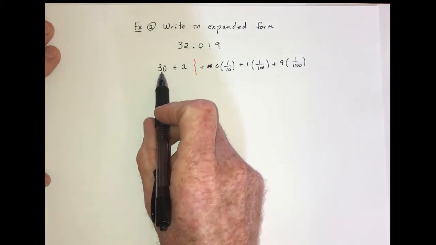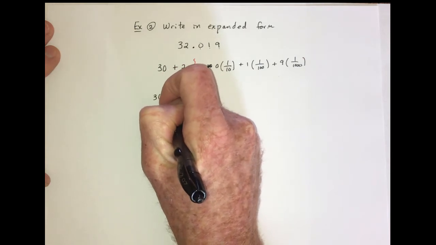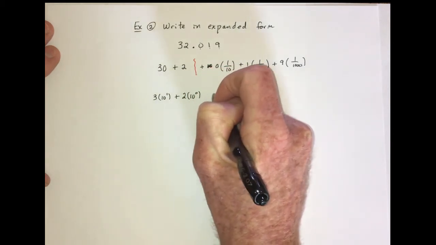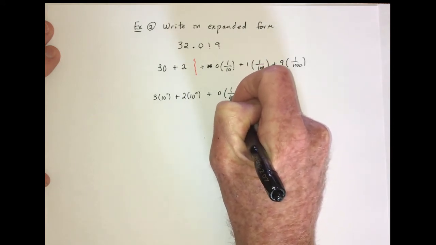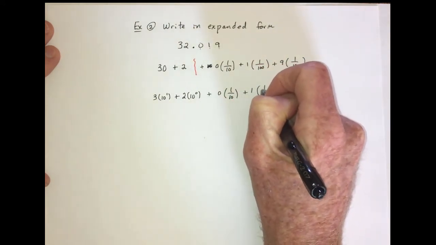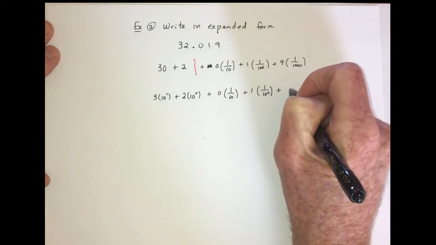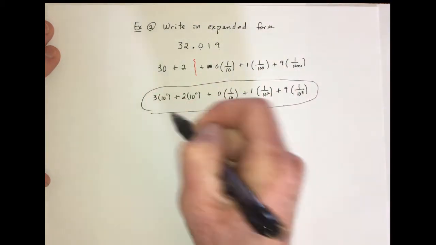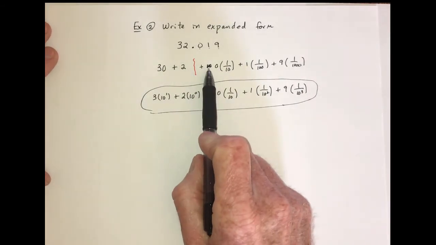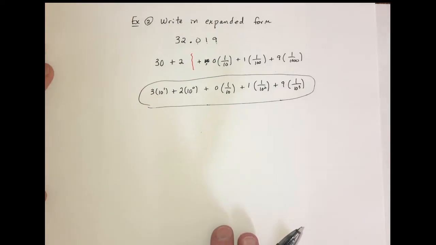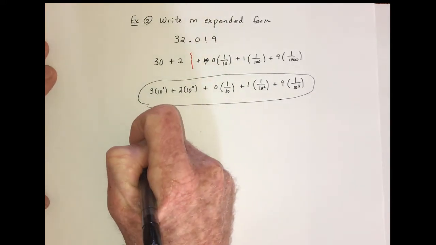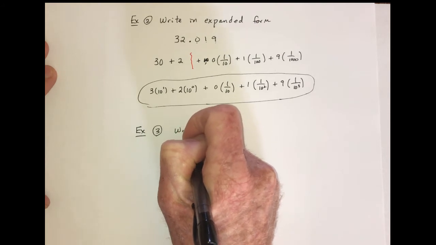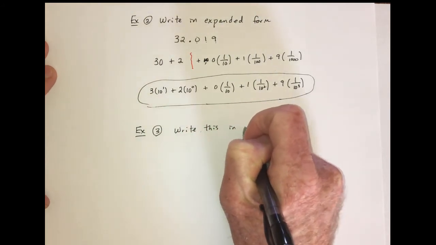And then just to finish it up, this is 3 times 10, so it's 3 times 10 to the 1, and this one is 2 times 10 to the 0, and then 0 times 1 over 10, and 1 over 10 squared right here, and for the last one, 1 over 10 cubed. And that is perfect. Except for that little smudge right there, but just ignore that. Then it could be that the students are given the problem in words. So for example, number 3, write this in decimal form.